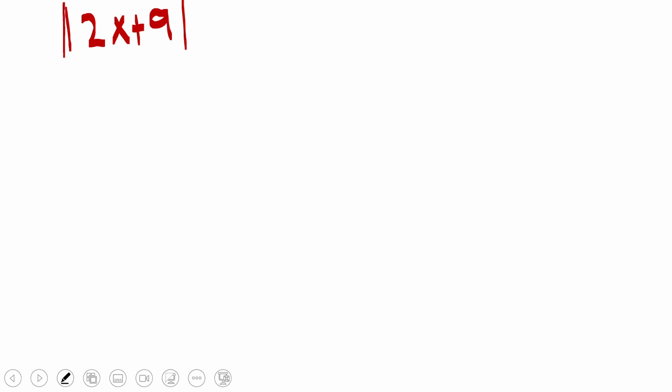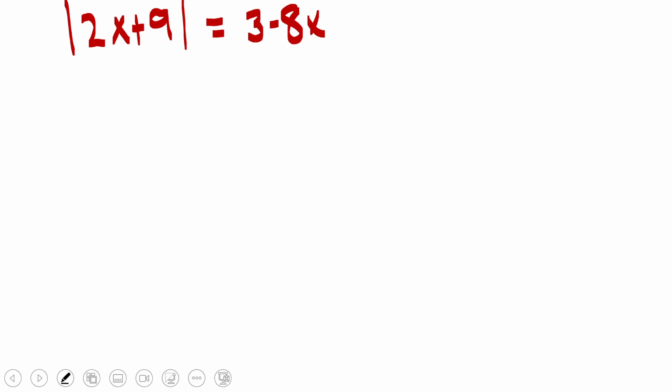Okay, another example. We've got the absolute value of 2x plus 9. Make your absolute value bars big so it doesn't look like a 12, just to help yourself out. And then 3 minus 8x is on the other side.